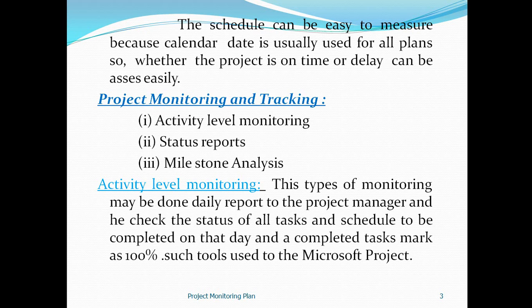Activity level monitoring describes how the project manager checks the daily report on the tasks that are to be completed that day. If a task is incomplete, it will be marked based on the completed work. If it is fully completed, it will be marked as 100%.